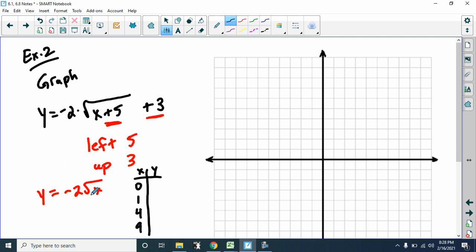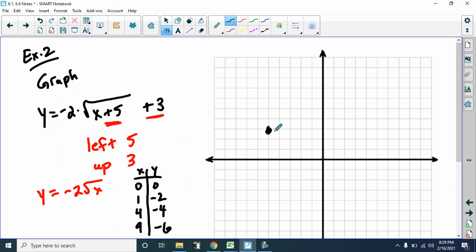Square root of 0 is 0 times -2. 1 times -2. Square root of 4 is 2 times -2. 3 times -2. And then like we did with quadratics, we do our translation, left 5, up 3. And then from that translated point, we plot these points.